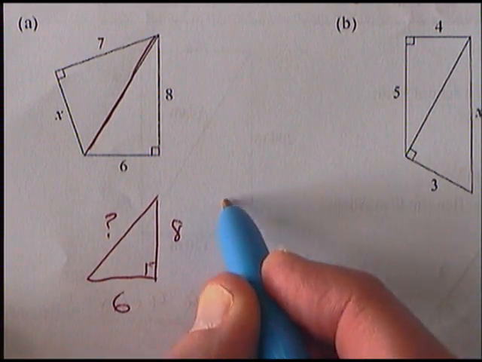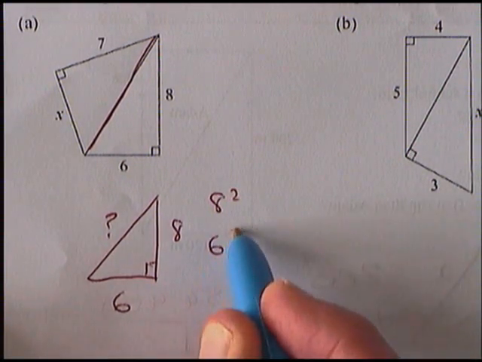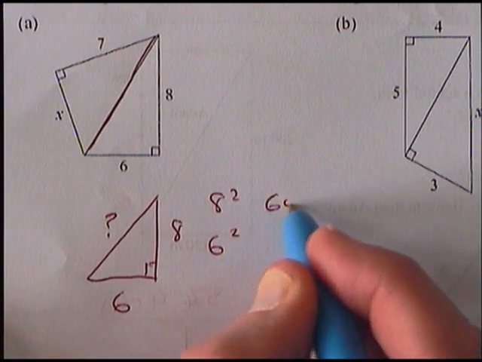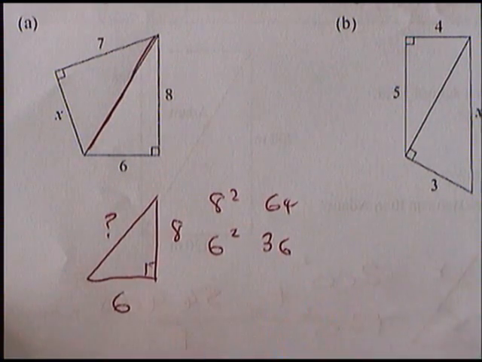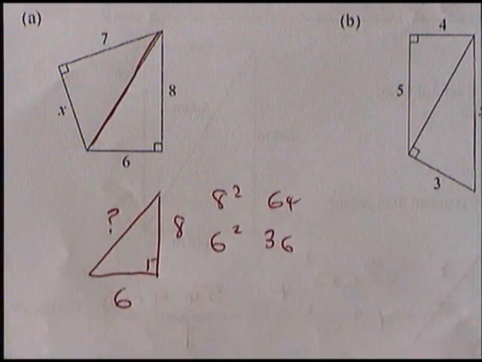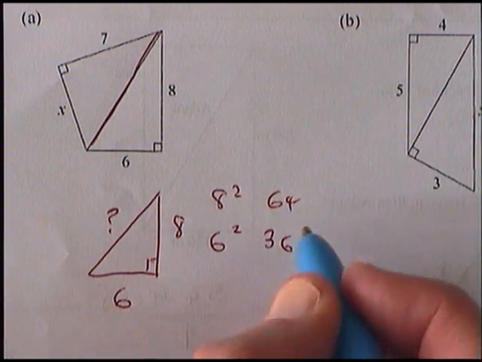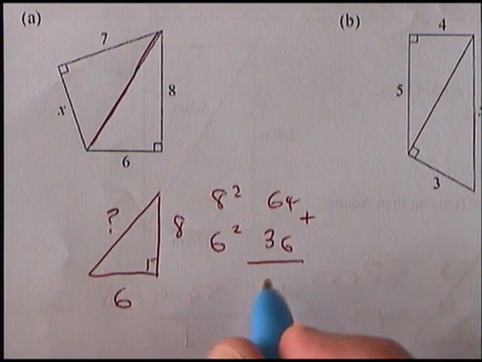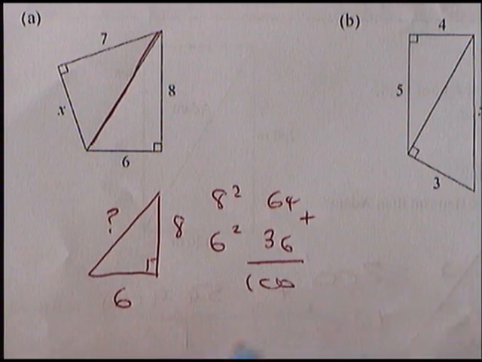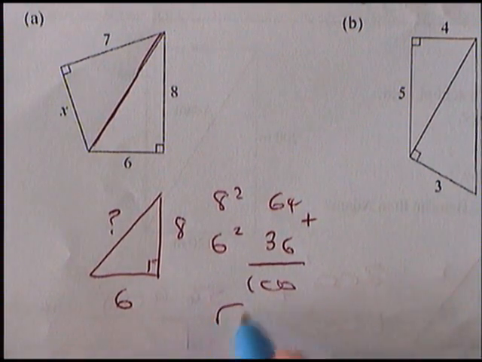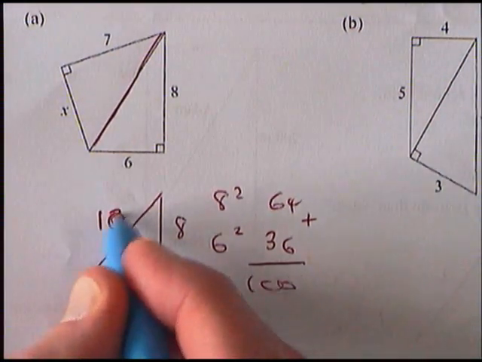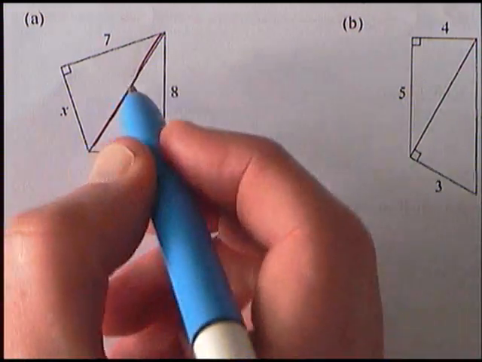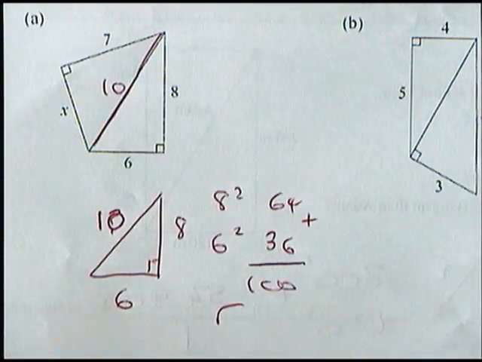So I need to do 8 squared and I need to do 6 squared. That's 64 and 36. James, am I going to be adding or taking away in this question? Adding, because I'm finding the longest side. Add those together, you get 100. When you square root the 100, you get 10. I now know that that side there is 10, which means on this diagram, that is 10.